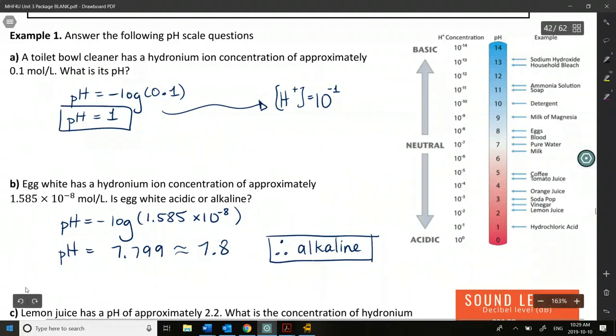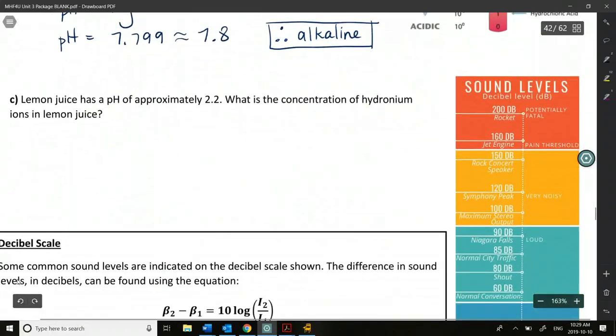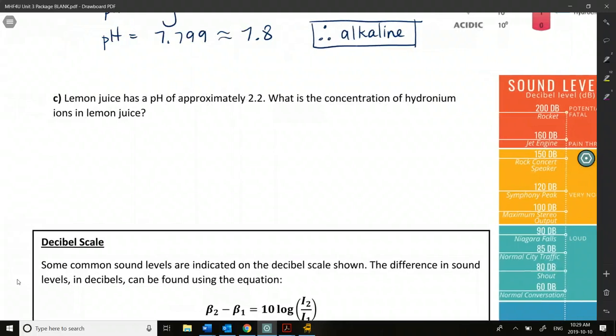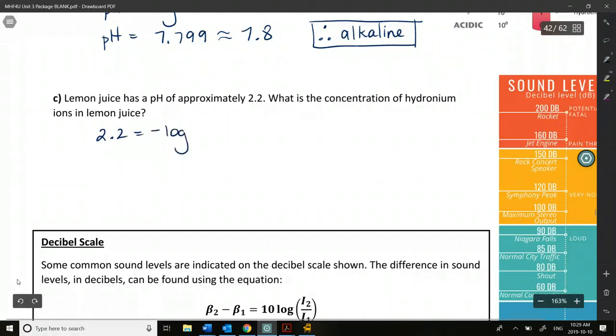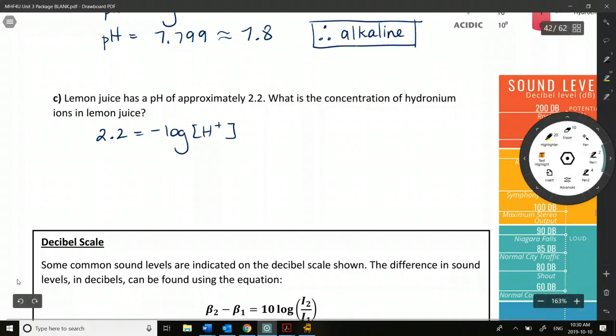Okay, the other version of this question gives you the pH, and you solve for the hydronium ion concentration. So in the formula, I would be plugging in 2.2 for pH, and then our job is to isolate for hydronium ion concentration. Before I do anything, I need to divide out this negative. I can't use inverse form until I've done that.